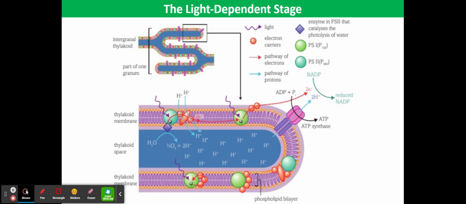The light energy has been converted into chemical energy in the form of ATP by photophosphorylation. ATP and reduced NADP are now in the stroma ready for the light-independent stage of photosynthesis.